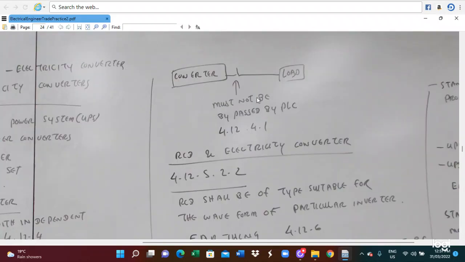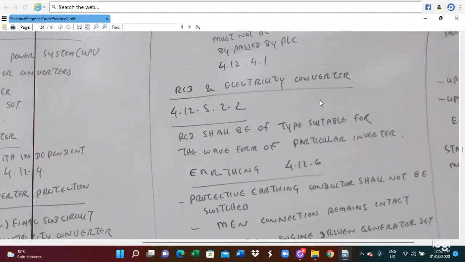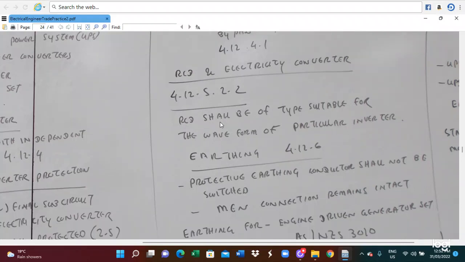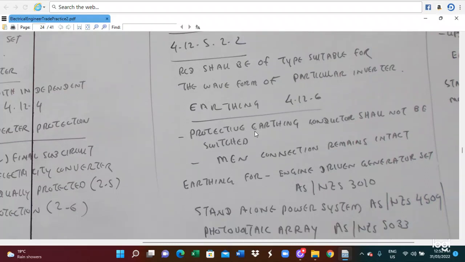So here is a converter, and this is the load. In this case, it must not be bypassed by the PLC. So where you have the connection between the converter and the load, they must not be bypassed. This is referring to clauses 4.2 and 4.1. For the RCD and the electricity converter, a residual current device needs to be utilized. This is mentioned in clause 4.12.5.2.2 of AS/NZS 3000: an RCD of the type suitable for the waveform of the particular inverter.